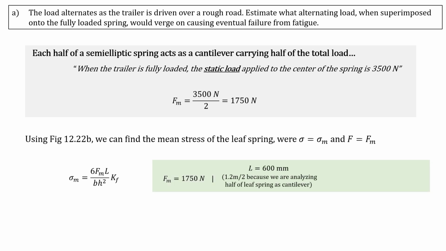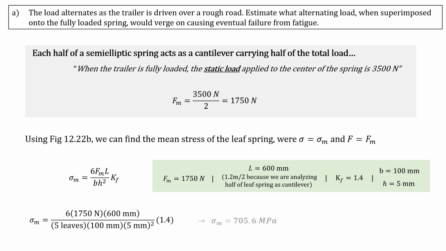We have our mean force that we just solved for, just the static load divided by 2. Our length is now going to be divided by 2 as well, because half the leaf spring is what we're using as the cantilever beam. We have our stress concentration factor of 1.4, and then our b and h values as well. So if we substitute those in, we can find that our mean stress is 705.6 megapascals.